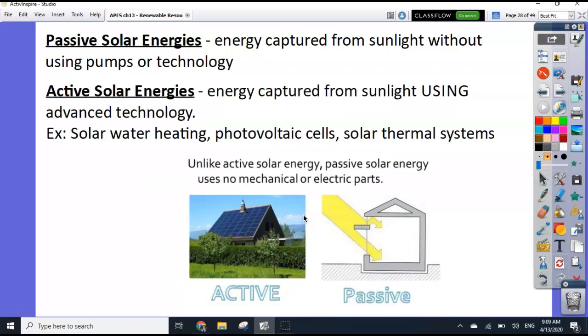Active uses technology, okay? So it uses those solar panels that you've seen before. There are some examples we'll talk about. You don't have to write down these examples, but I'll show you on the next slide. So passive is just building your house in a way that captures sunlight, okay, and captures heat from the sunlight. Active means we're going to use technology, solar panels, in order to capture that light.